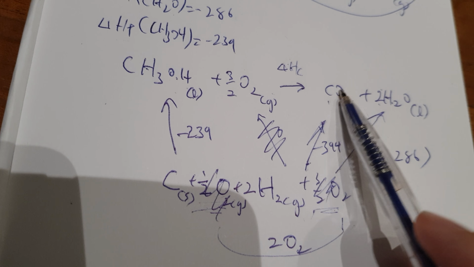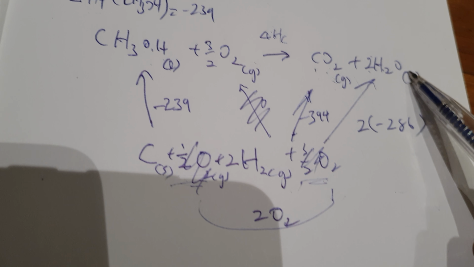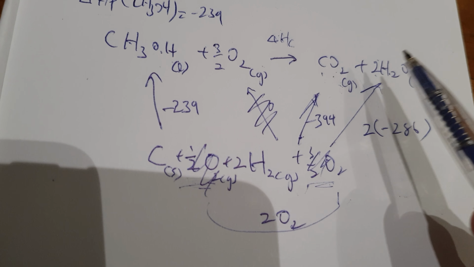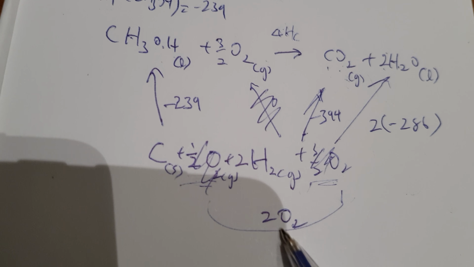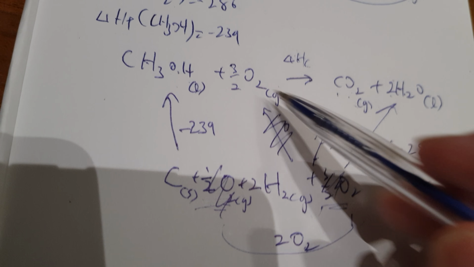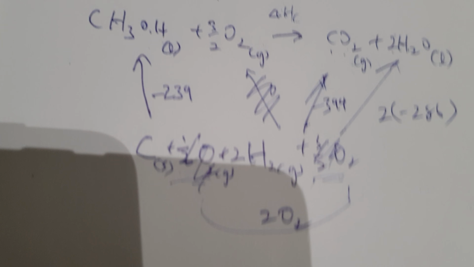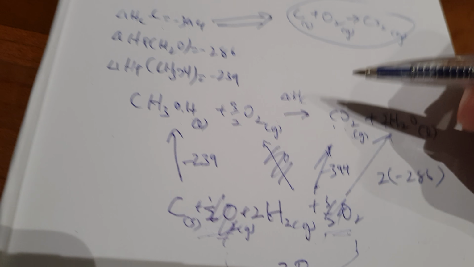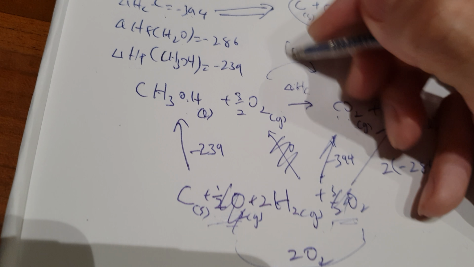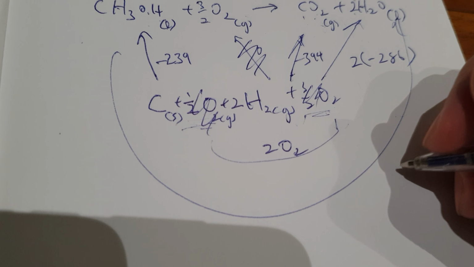One of them is used for CO2. The other one can be for H2O. So in total I need 1, 2, 3, 4 oxygen, and what comes from here is enough. So everything is balanced. This is a closed energy cycle. Therefore, what we want to find, path 1 equals path 2.